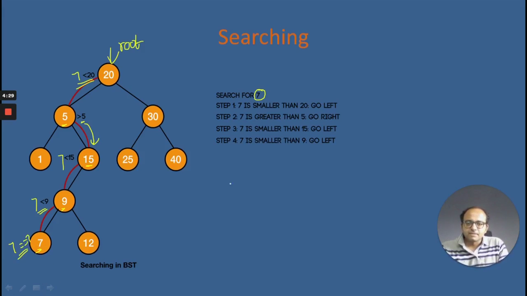And you can look at the steps here. Initially it will tell you to go left because 7 is less than 20, go left. And then 7 is greater than 5, go right. And 7 is compared with 15. So again it will suggest you to go left. Next, 7 is compared with 9. 7 is less than 9, condition true. So it will suggest you to go left. And finally the element is found.